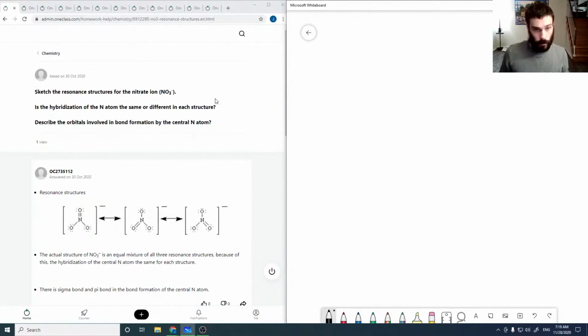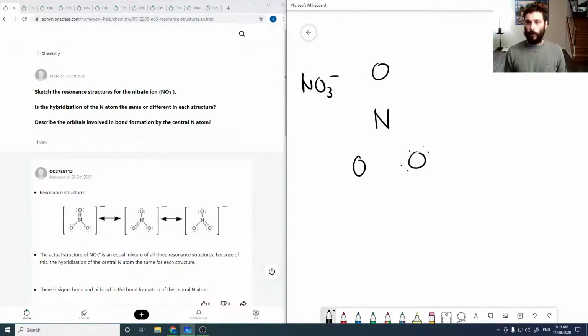Sketch the resonance structures for the nitrate ion, NO3 minus. Just as a first guess, I usually just pop in the atoms around the central atom with their typical valencies. I shouldn't have done it that way.